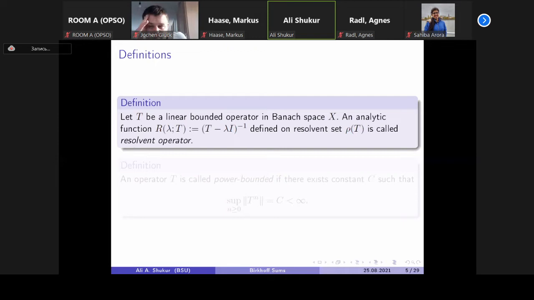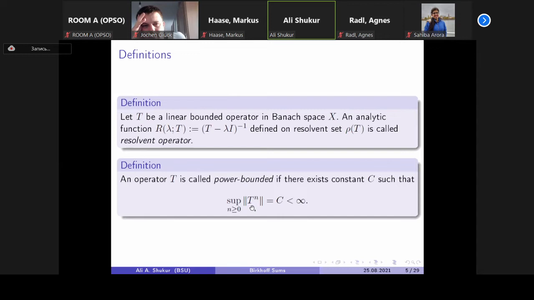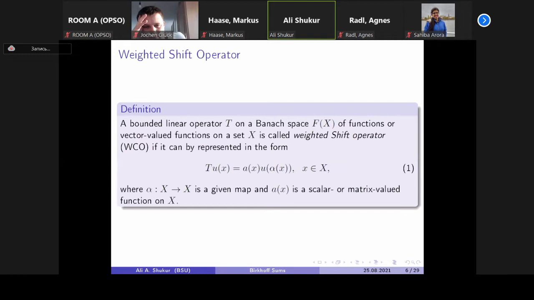So let's forget about Birkhoff sums for a few minutes and go to operators in Banach space. An analytic function defined on the resolvent set is called the resolvent operator. And if the norm of the operator satisfies this condition, we have a power bounded operator. And we have here a weighted shift operator. It's very simple: the shift operator multiplied by a function or matrix-valued function.